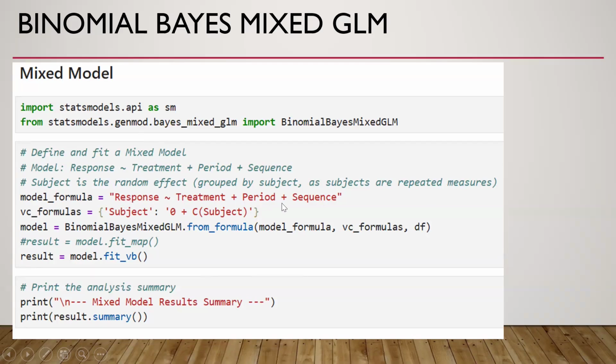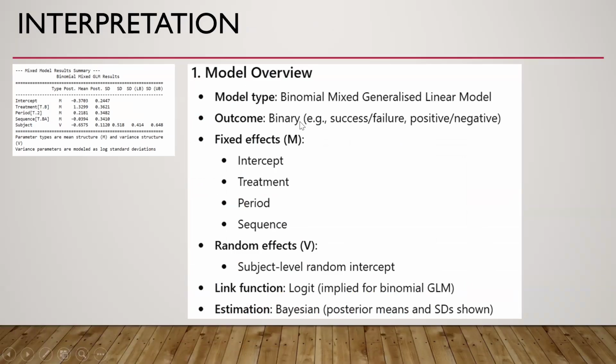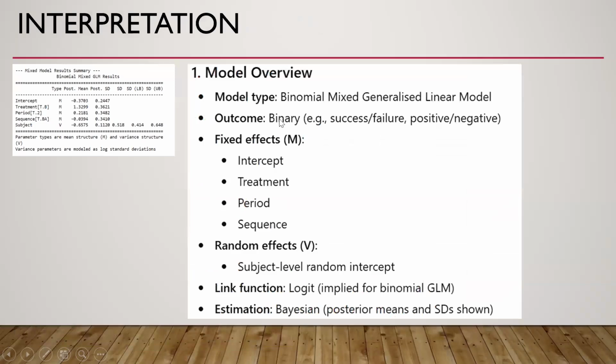We have this formula here: response is the outcome variable, and these are the independent variables, treatment, period, and sequence. And this is how we got the result here. The model we have used, as you can see in my code, is a binomial Bayes mixed GLM. So in interpretation, the model is a binomial mixed generalized linear model, and we have these fixed effects here, and the random effect is at the subject level.